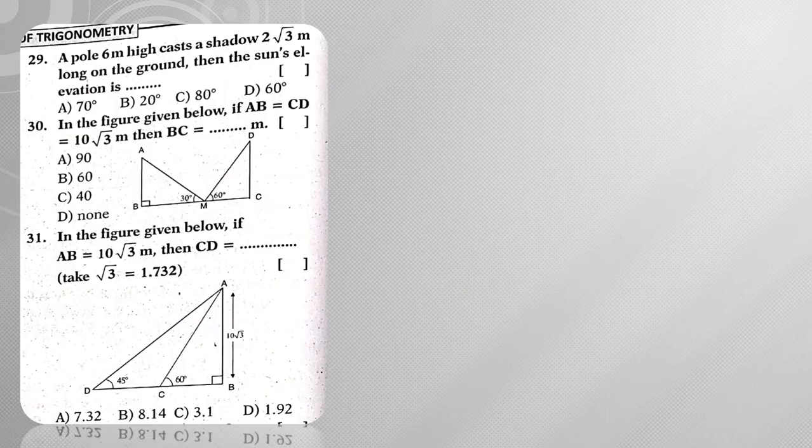Next, a pole 6 meters high. So the height of the pole is 6 meters and the distance is 2 root 3. The sun's elevation is given by h by d, which is 6 by 2 root 3. In the numerator, 2 goes 3 times, and root 3 goes root 3 times. So this is the value of tan 60 degrees, hence the angle is 60 degrees.